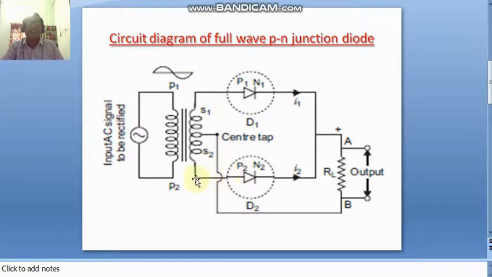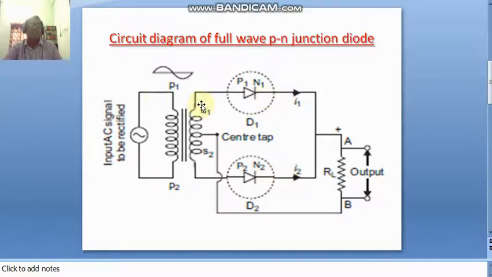Then for the negative half cycle, D2 is in working condition. This is in forward bias for the negative half cycle and reverse bias for the positive half cycle. Therefore, only negative peaks are allowed through this diode, and the I2 current is coming out from the diode.